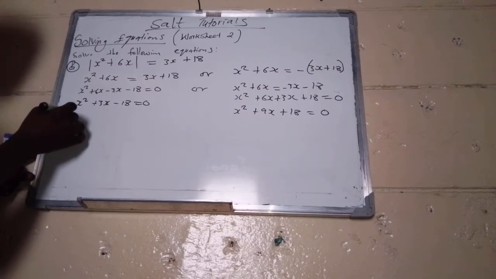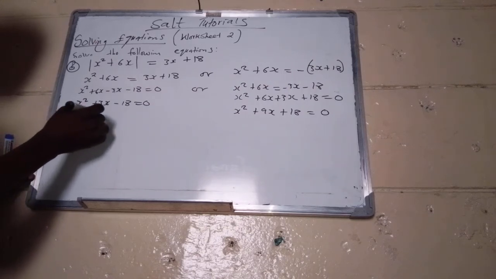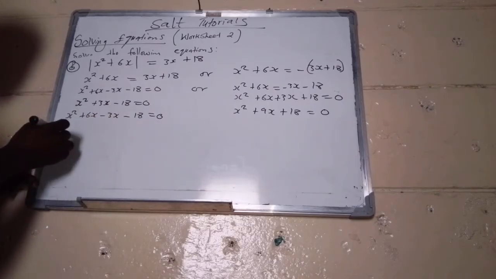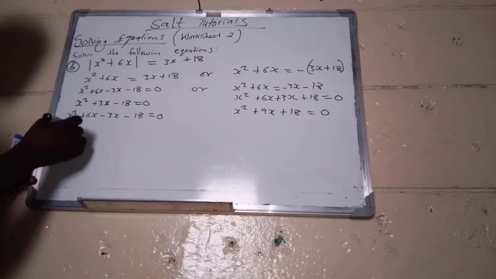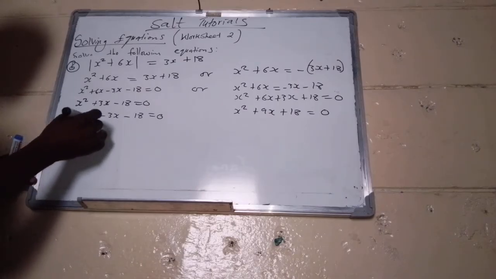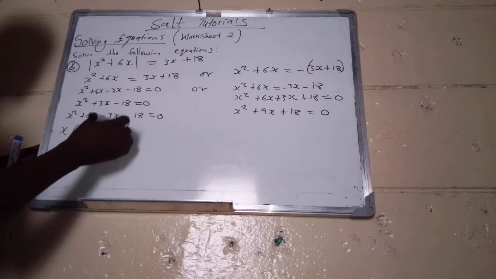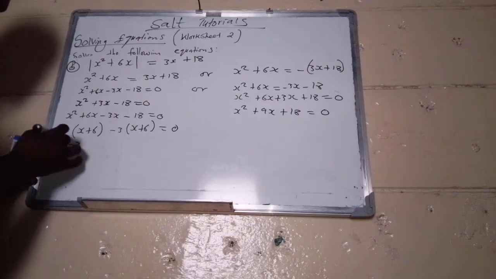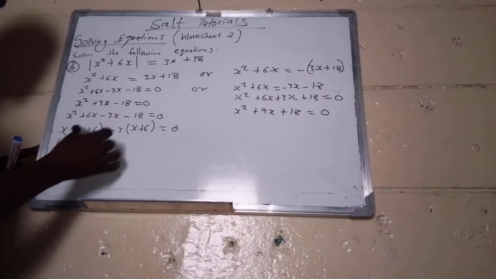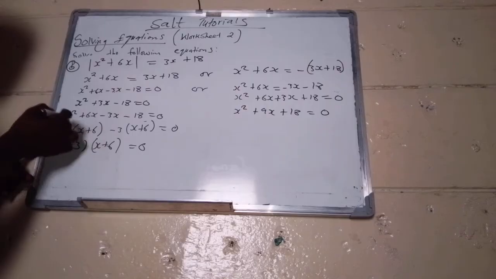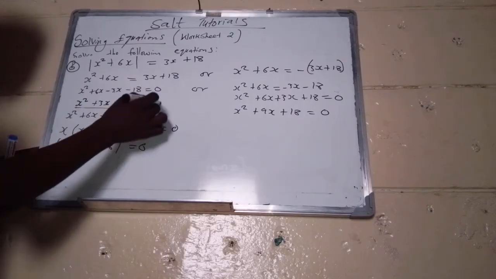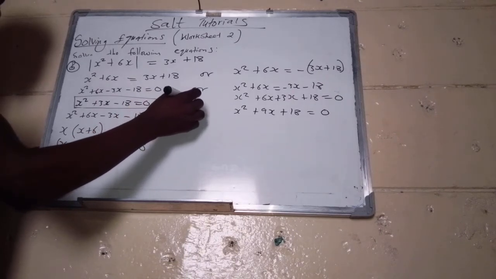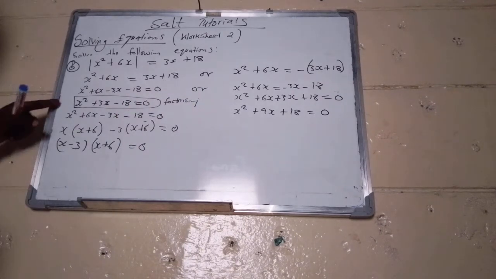So x squared plus 6x minus 3x minus 18 equal to 0, so that we can have x, open bracket, x plus 6, minus 3, x plus 6, equal to 0, so that we can have x minus 3 and x plus 6 is equal to 0. What I do here, I'm simply factorizing this quadratic equation. We are solving by factorization.